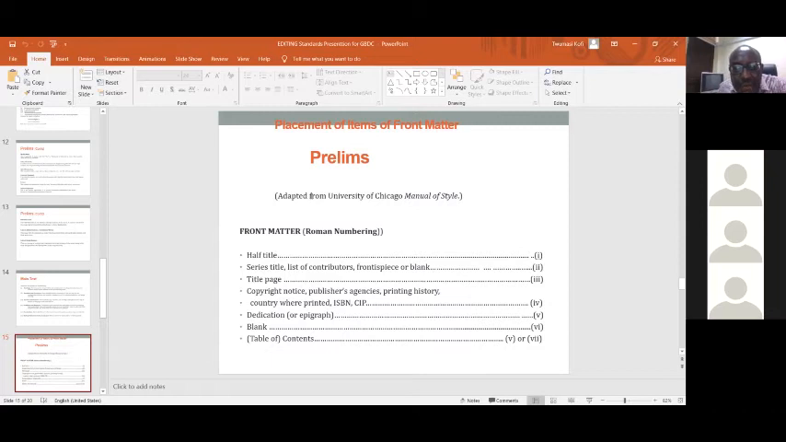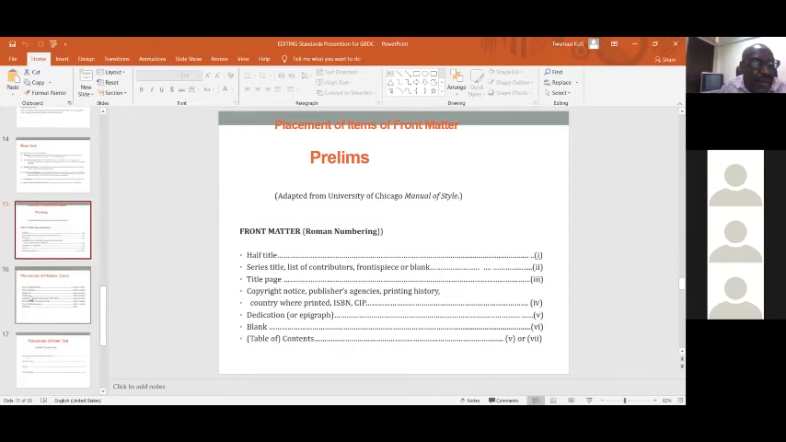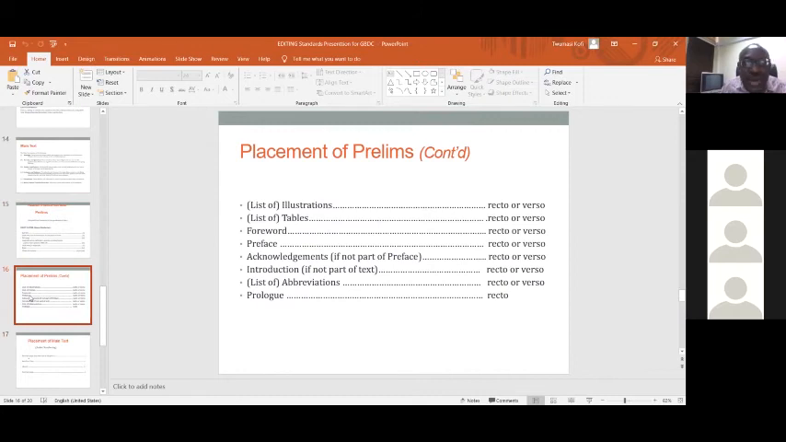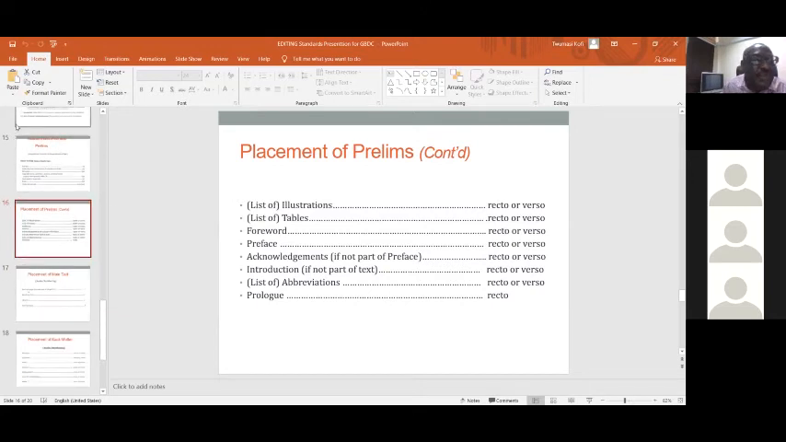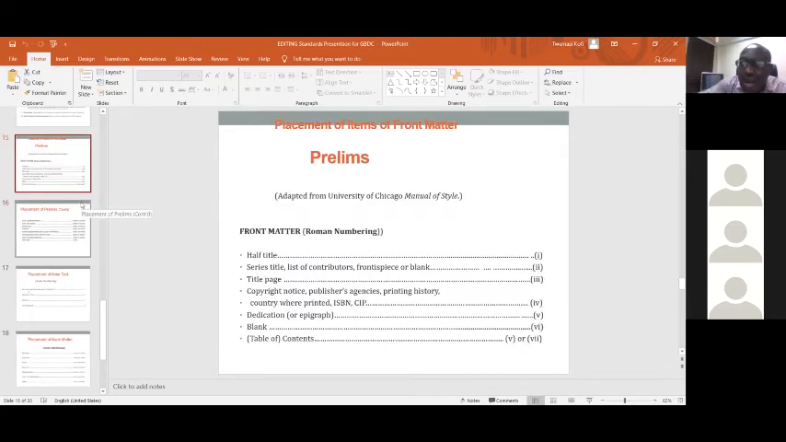And then if you follow the guide here, it tells you how to go about it. Now, there is a question as to which side you should put these elements. The previous slides that I showed you tell you how the title page starts on a recto. And then that page should be backed. In other words, the verso of the half title page should be Roman 2, and so on and so forth.